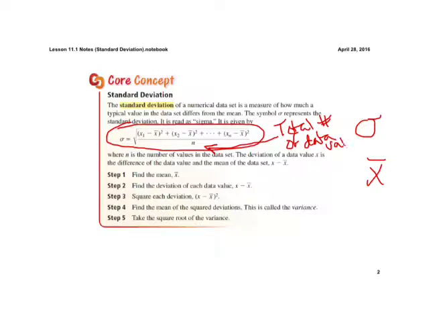So if we have, let's say, 10 numbers in our set of data, that's what we're going to divide by. When we divide that, that's the variance. Now how we find the standard deviation is we take the square root of the variance. So our standard deviation is really the square root of the variance.